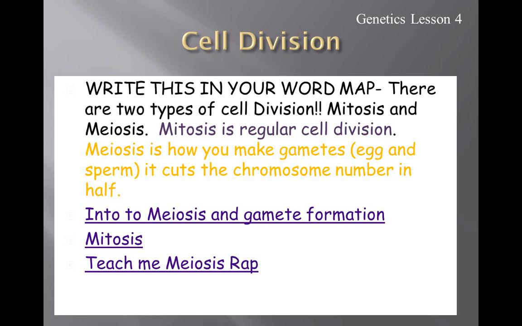Write this in your word maps. There are two different ways that cells divide, mitosis and meiosis. You need to know that mitosis is what we call regular cell division. This is how you grow larger, make repairs, things like that. Whereas meiosis is how you make gametes. Gametes, as you already know, are the egg and the sperm cell. And in that particular type of cell division, you cut the chromosome number in half.